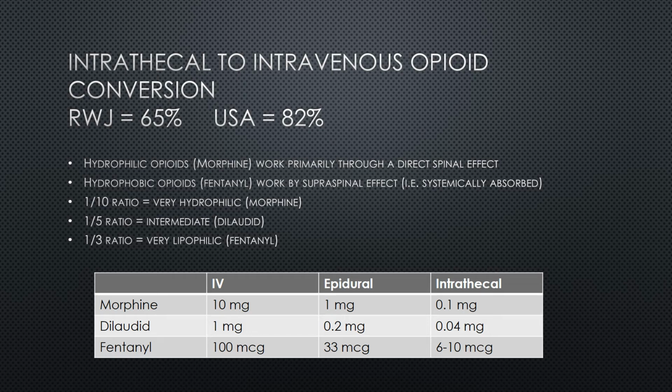Then if you look at a very lipophilic opioid like fentanyl, 100 micrograms of IV fentanyl is equivalent to about 33 micrograms of epidural fentanyl, which is equivalent to about 6 to 10 micrograms of intrathecal opioid. So remember, it always depends on this characteristic of opioids, how attracted it is to water or fat.